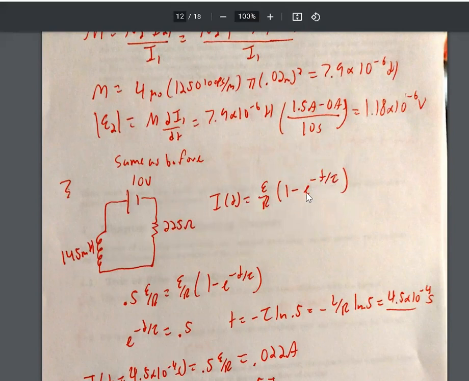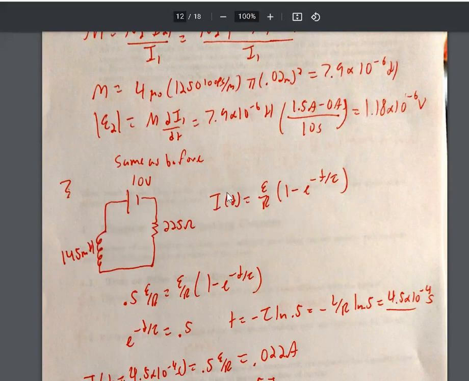Okay, so as time goes on, this part goes to 0, and it gets closer and closer to the EMF divided by the resistance, which is what the current would be if the inductor weren't there. So the inductor just slows down this current. It prevents it from immediately reaching this value.